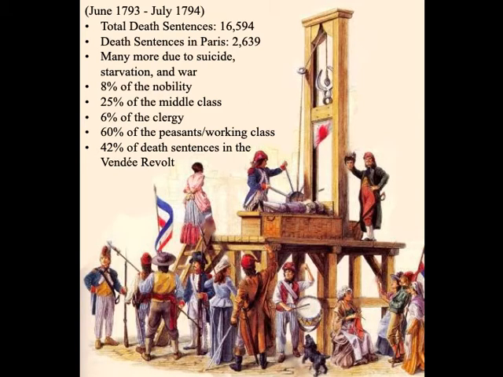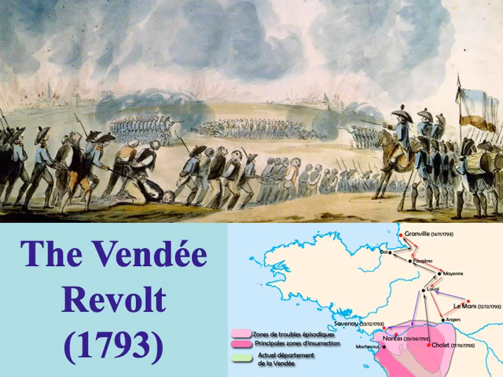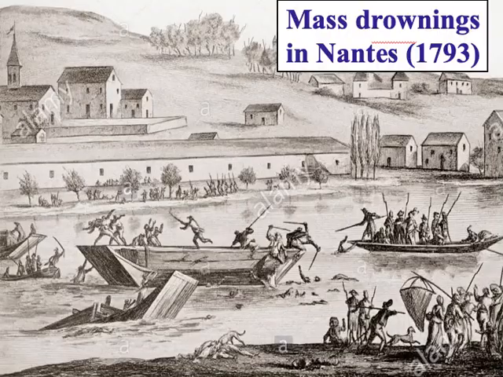And 42% of these death sentences occurred in what was known as the pacification of the Vendée, or the Vendée Revolt, in which members of this western area of France were deemed counter-revolutionaries. And so what we see in the Vendée are mass drownings in which thousands of people are loaded onto barges and then sent out into the lake, and then they drown the barges, and these people drown in the river, or summary executions.